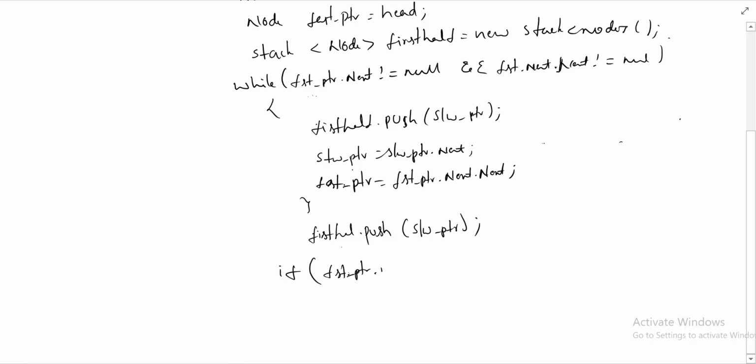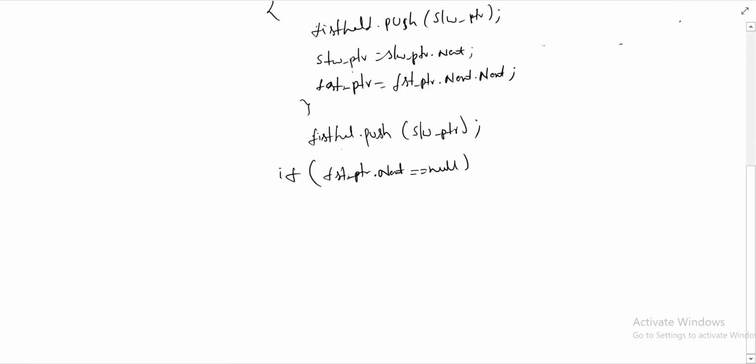So if the fast pointer dot next is null, first half dot pop, done. Now we need to make a second half list. Second half will become the slow pointer dot next. Okay, now we got two lists, first half and second half. Now we should start comparing it.